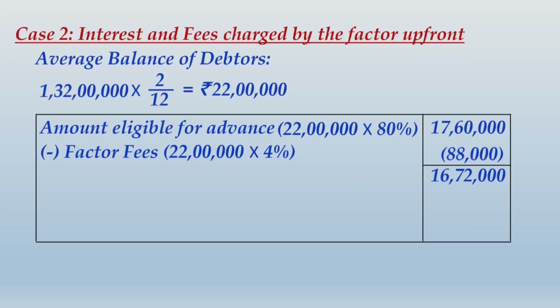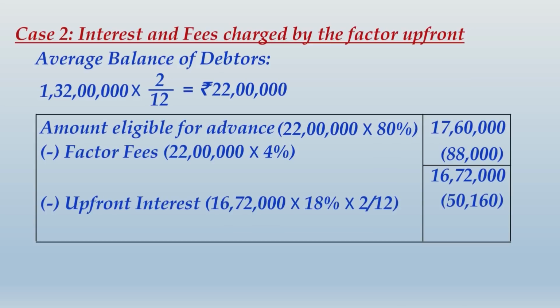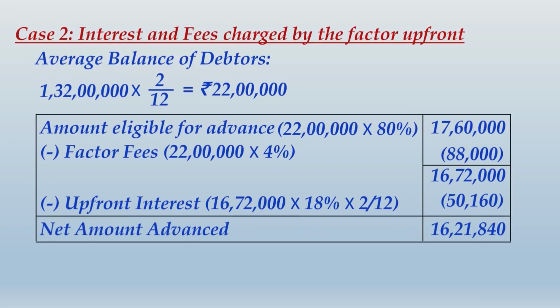So the interest will now be computed on this amount. So upfront interest will be 16 lakh 72,000 into 18% into 2 by 12. Because the interest is also collected upfront, interest for the entire year cannot be collected upfront. So interest for only that cycle will be collected upfront. So finally the net amount advanced comes to 16 lakh 21,840. So you may pause the video, note down the calculations, and if you are done writing this, let us move ahead.